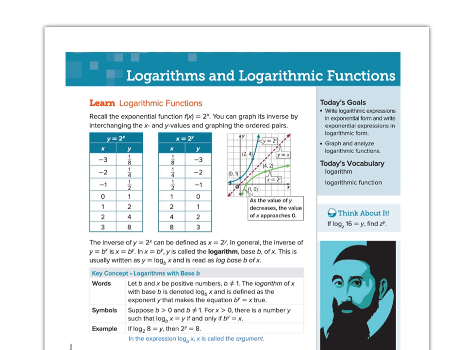If we were to take our exponential function, we have y equals 2 to the x, and this is that exponential function that they're graphing right there. If you were to turn around and find its inverse, where x equals 2 to the y, of course you would reverse all your xy coordinates, and then you would have this graph right here, and this would be x equals 2 to the y exponent. And it turns out that this is a logarithmic function.